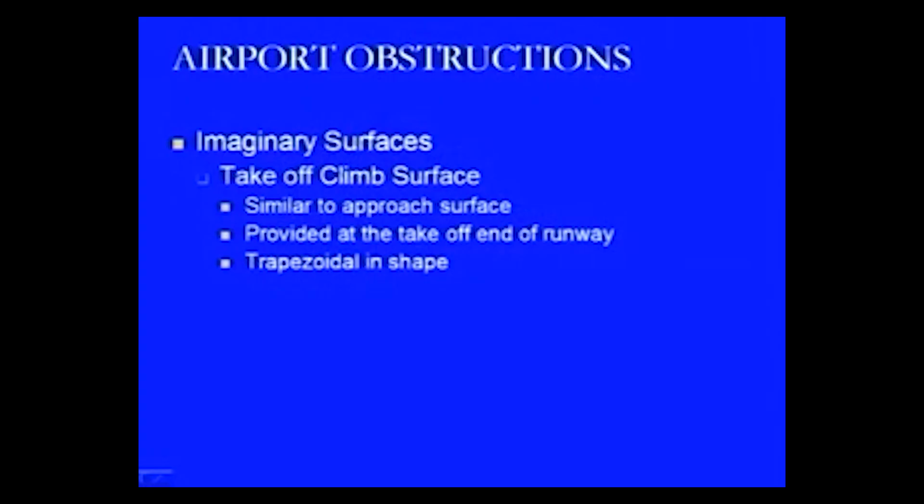Another surface, which is again an imaginary surface used during the flight of any aircraft, is the takeoff climb surface. This is similar to the approach surface, and it is provided at the takeoff end of the runway. Sometimes in the case of the runway we use the two ends for specific uses, like one end is used for landing and another end is used for taking off. So, in this case, at the place where the taking off is going on, we provide the takeoff climb surface, and this surface also is trapezoidal in shape.